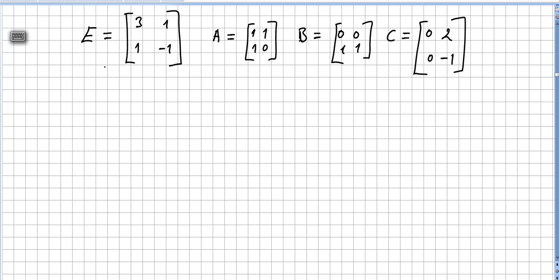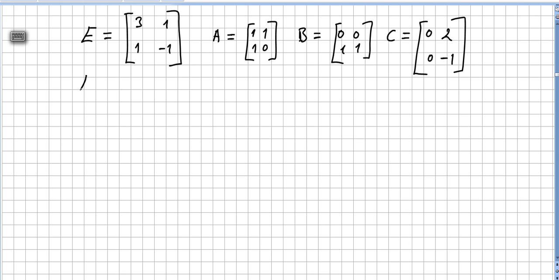In this video we give another example of linear combination, but this time we will be using matrices. So we are asked to write the matrix E = [3 1; 1 -1] as a linear combination of matrices A, B and C, where A is [1 1; 1 0], B is [0 0; 1 1] and C is [0 2; 0 -1].